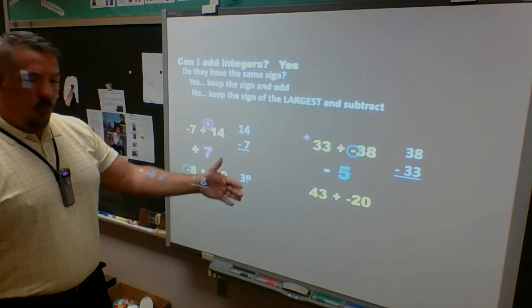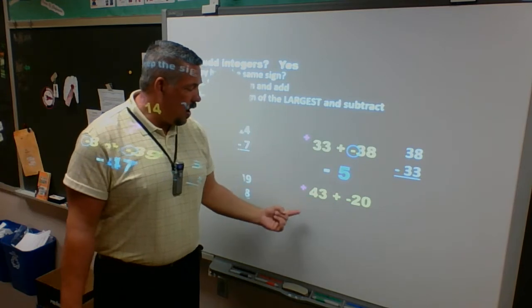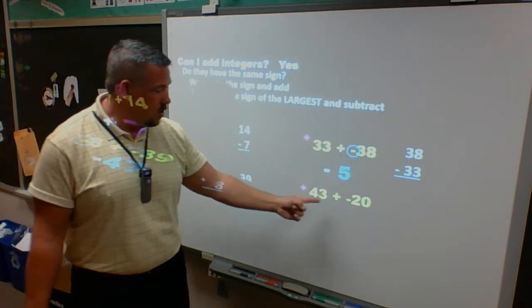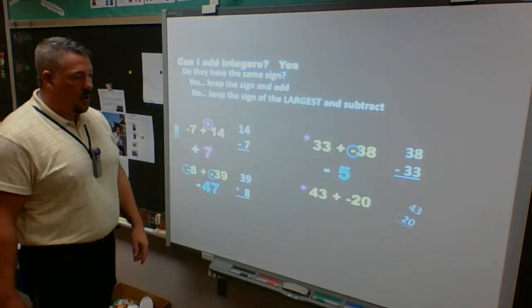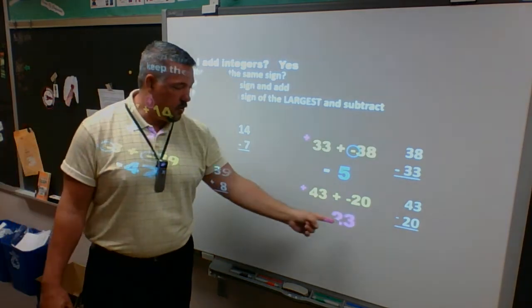And then finally, I'm left with 43 plus a negative 20. I don't have the same sign, and if they're not the same sign, then I know I'm going to end up subtracting them. So the largest digits has to go on top. I have to stack it as 43 minus 20. That gives me a remainder of 23.